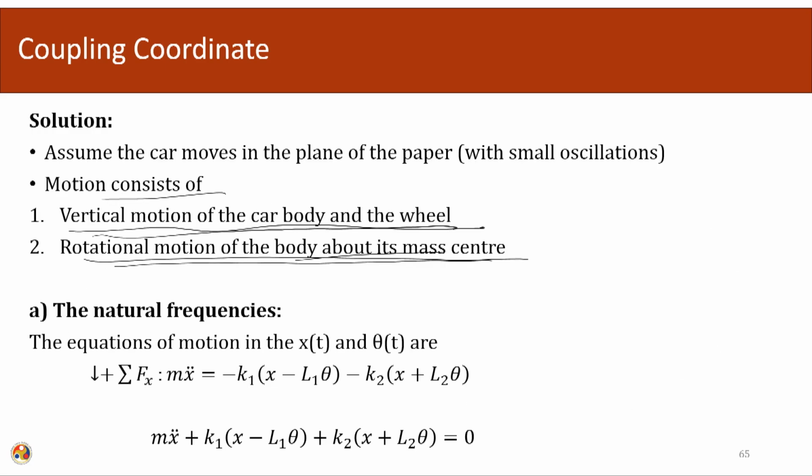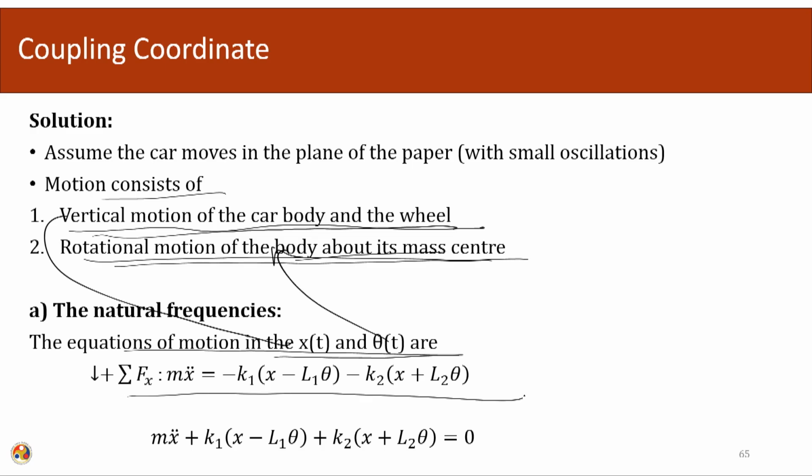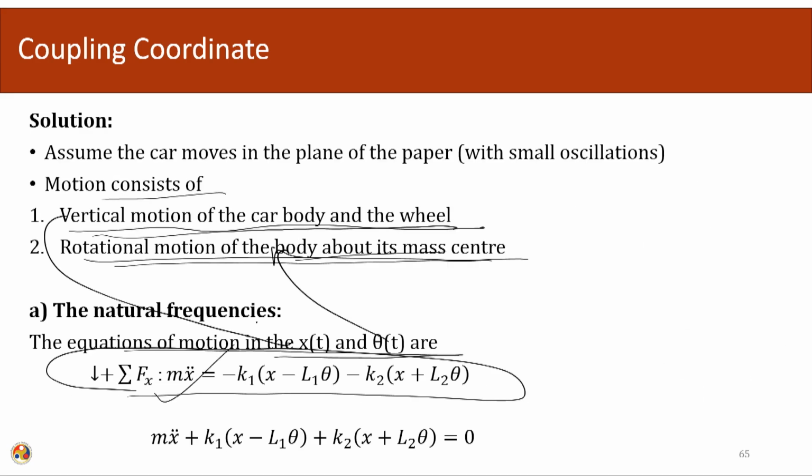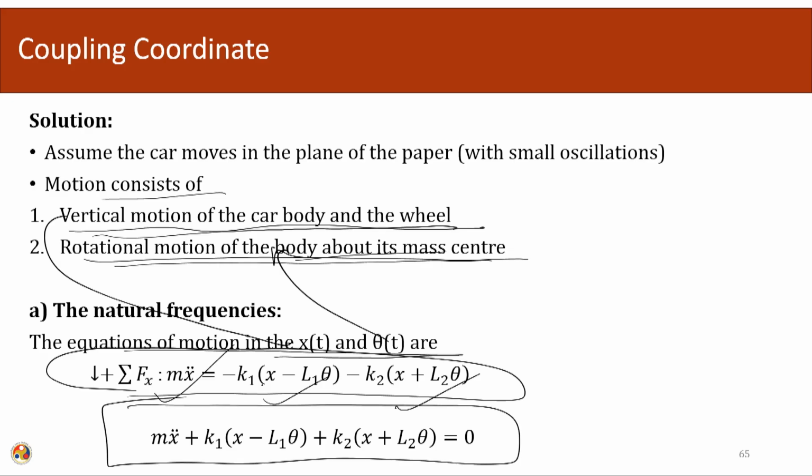Considering the degrees of freedom x as vertical motion and theta as rotational motion, we write down the equation of motion. Summation of forces in the vertical direction, due to K1, K2 and the inertial forces. So, this is the summation due to the inertial forces and this is the summation due to the stiffness forces. So, this is the equation of motion.